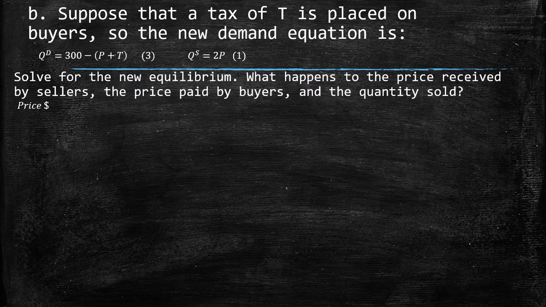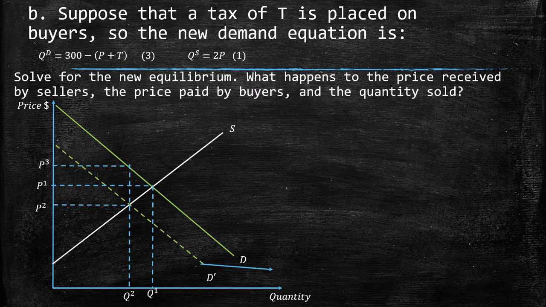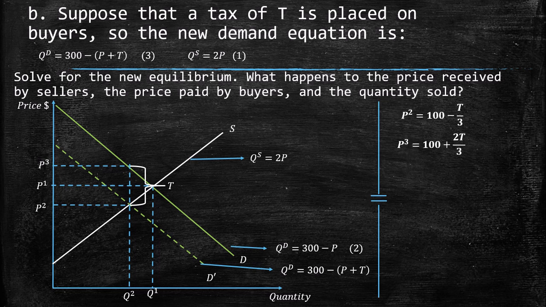So just a fast review. Remember, we already have this P2 and we have P3. Now we can put this P2 in equation 3, which is this one. So this is going to be Q2. It's going to be 300 minus P. So which P am I adding here? The P that I'm adding here is the P2.